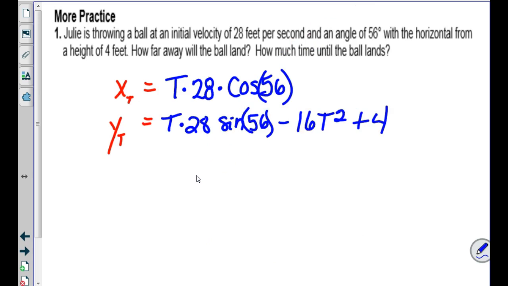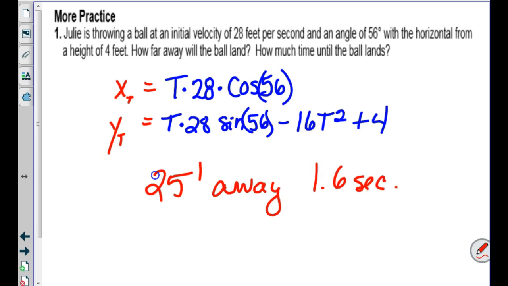How long until it lands there? 1.6 seconds, yep. What was it? I forgot already. How many feet away? 25 feet away, 1.6 seconds after she throws it. Okay.